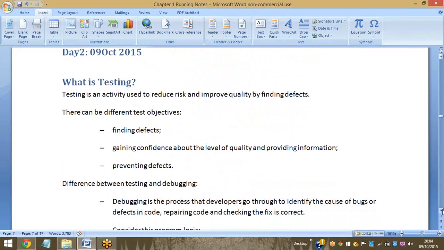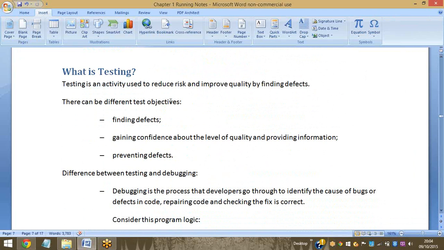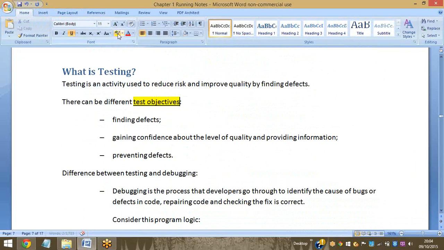So what is testing? Testing is an activity to reduce risk and improve quality by finding defects. There's one important thing we'll be going through again and again: test objectives. It is something we don't really think about when we do testing, but it's something that's a takeaway for us.